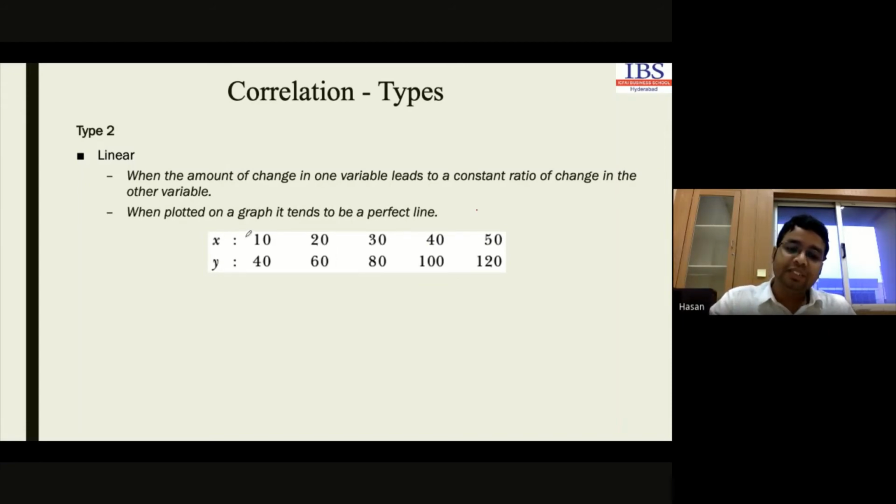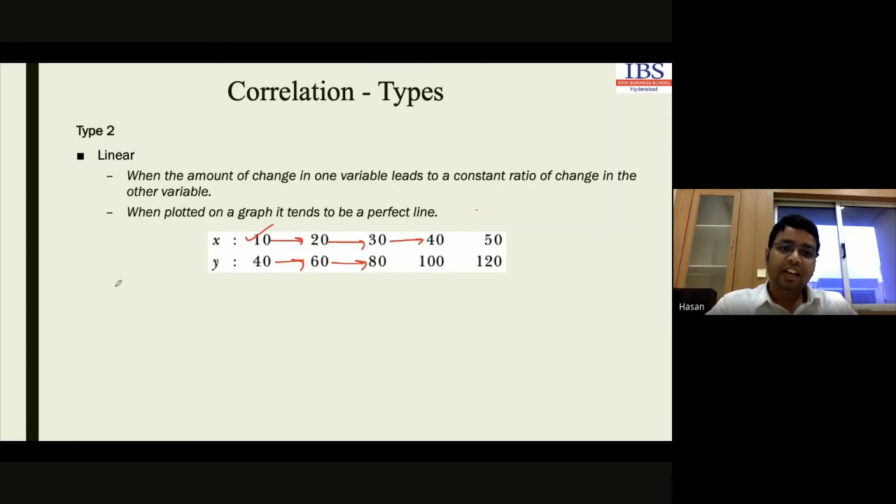If we increase the value for x, from 10 to 20, the value for y increased by 20. That is a proportionate increase, double. Again 20 to 30, it becomes 80. That means here 10, here 20, like this. So it is a proportionate increase, and this particular increase will be fixed. This type of relation is linear relation.